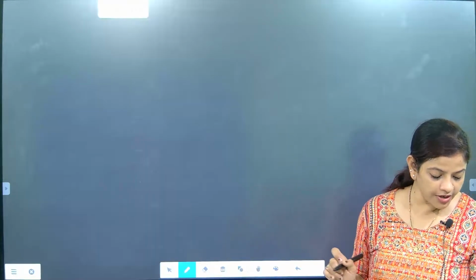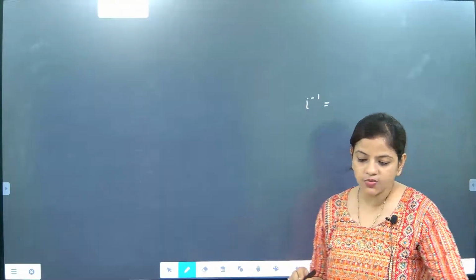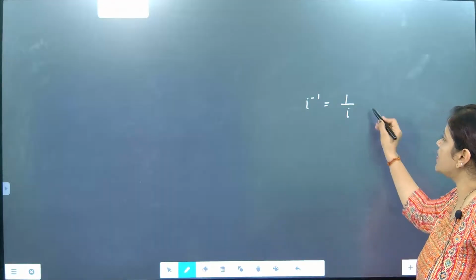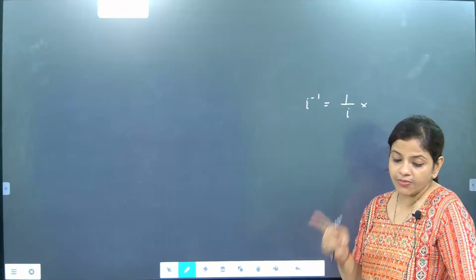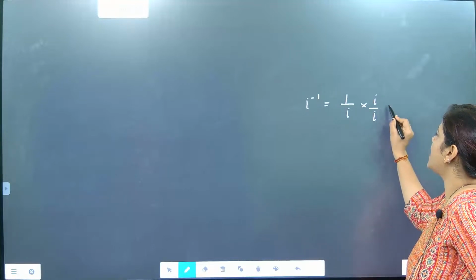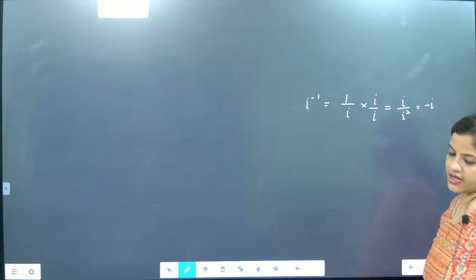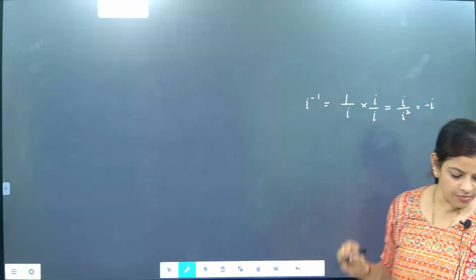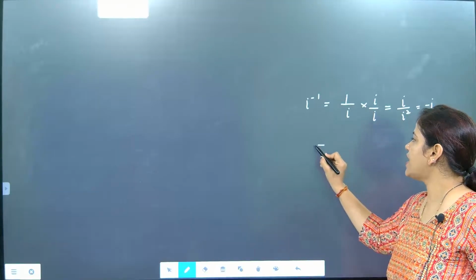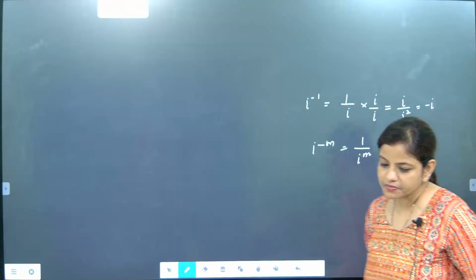Some important content: if somebody writes iota to the power -1, don't keep it as it is. We will write 1 by i. Whenever 1 by i is written, we can't keep it as it is. What we need to do is write i up and i down, so it becomes i square in the denominator, and this becomes -i. Same, if iota to the power -2 or iota to the power -m is there, we will always write it as 1 by iota to the power m.